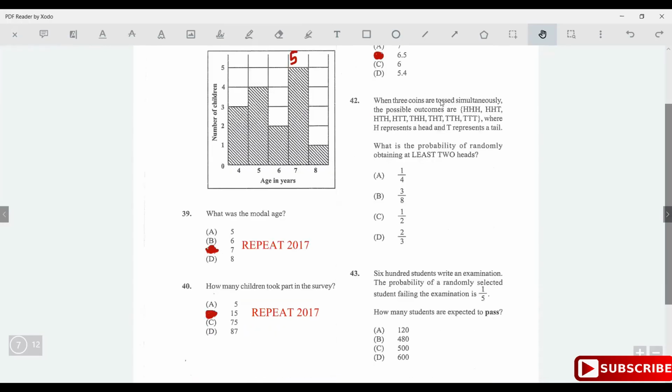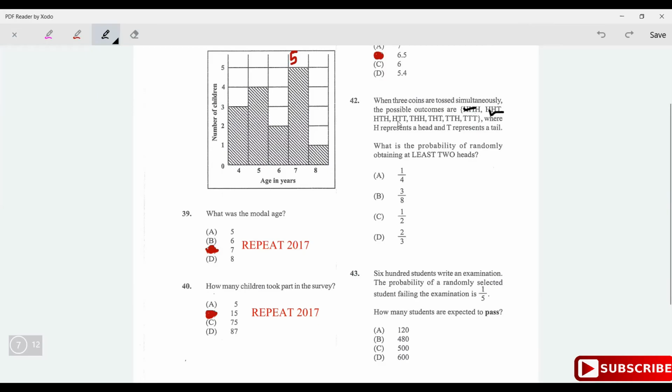Now, when 3 coins are tossed simultaneously, the possible outcomes are right here. It says, what is the probability of randomly obtaining at least 2 heads? If you're getting at least 2 heads, then you can get 3 heads or 2 heads, in 2 different ways. The probability of getting at least 2 heads is 1, 2, 3, 4. That looks like 4 out of 8. That's the probability of getting at least 2 heads, which is a half.